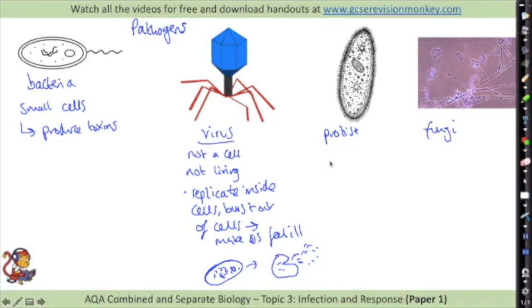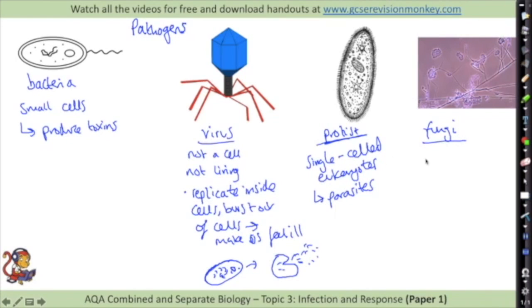Protists are single-celled eukaryotes. You can see that they've got organised parts inside them to make them a eukaryote. So single-celled eukaryotes. Some of these protists are often parasites that live or have part of their life inside of a host. For example, the malarial protist is a parasite that lives inside mosquitoes.